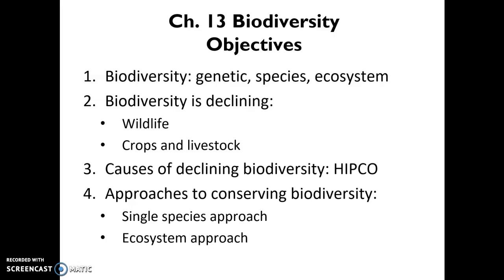The two main approaches are the single species approach, where we try to protect a single organism or group of organisms, such as marine mammals, for example, which would include seals. An ecosystem approach would be the second approach to conserving biodiversity, and that would be looking at protecting an entire ecosystem and all of the different species that exist in that ecosystem.